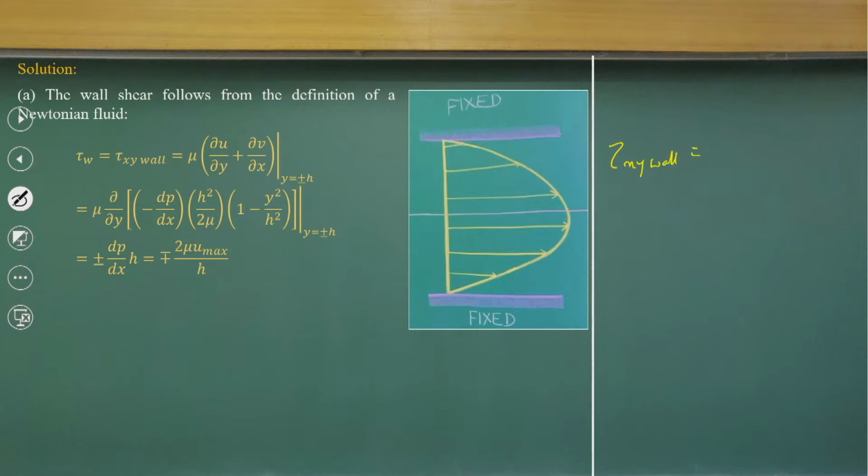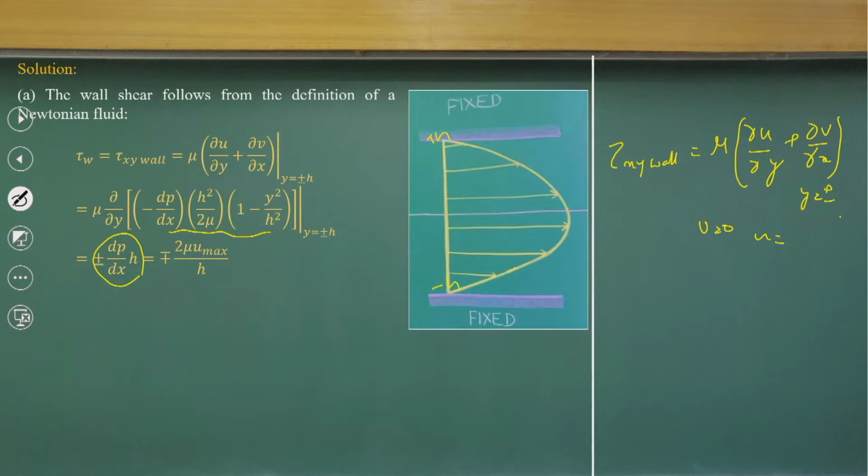Fluid kinematics, we have done this part. Mu times del u by del y plus del v by del x at the wall, y equal to plus or minus h. So, plus h, this is minus h. Del v, v is 0, we know it. So, you only have the u function, we just substitute it here, do the partial derivatives, and finally we get this part.